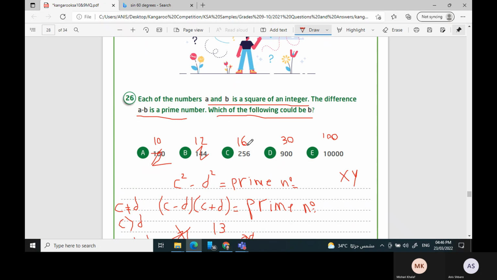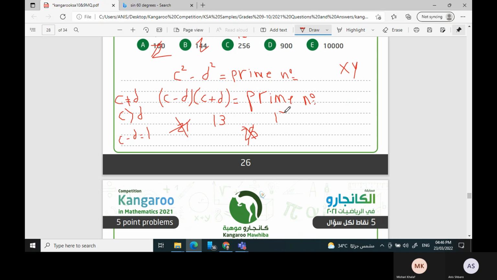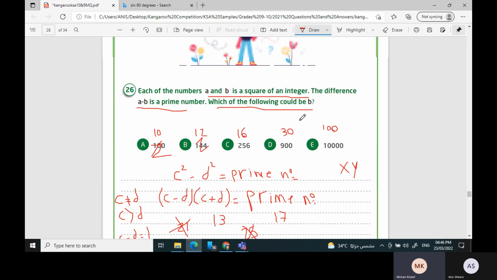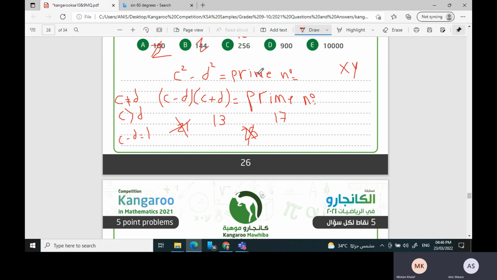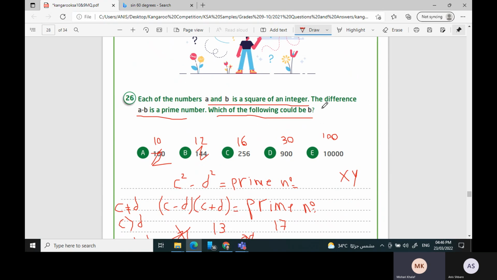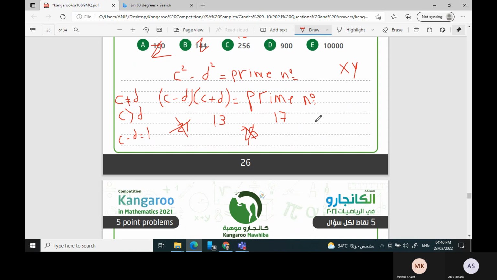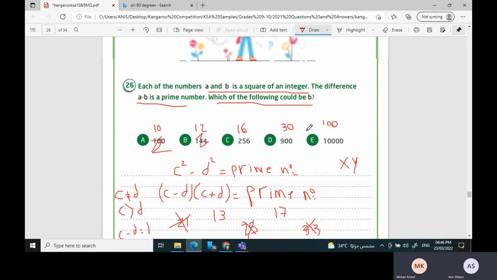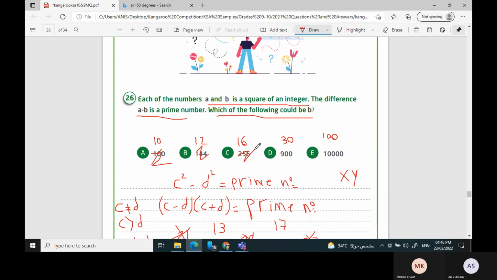Now, 16. So, Mr., can you hear me? Yes. Oh, okay. So, 17. And these. Yes, 17 plus 16 is 33. Okay, so 33. It's not a prime number because I can divide it by 11 or 3. So yeah, simply remove this choice.